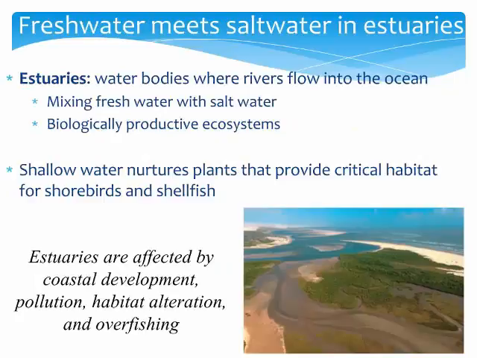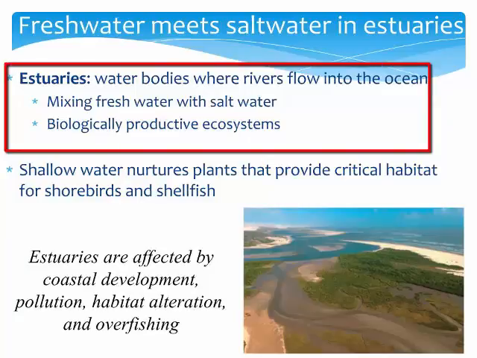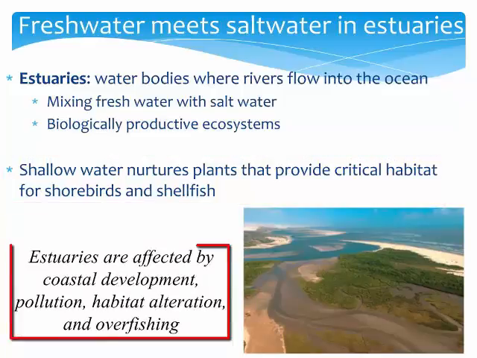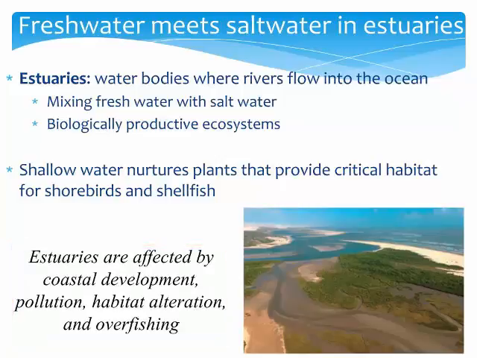While the open ocean comprises the vast majority of marine systems, it is not the only type of marine system. Estuaries are water bodies where rivers flow into the ocean and is where fresh water mixes with salt water. As with most transitional ecosystems, estuaries are biologically productive ecosystems. Shallow water nurtures plants that provide critical habitat for shorebirds and shellfish. Estuaries are affected by coastal development, pollution, habitat alteration, and overfishing. Coastal ecosystems, such as estuaries, bear the brunt of human impact because 2 out of every 3 people live within 100 miles of the ocean.